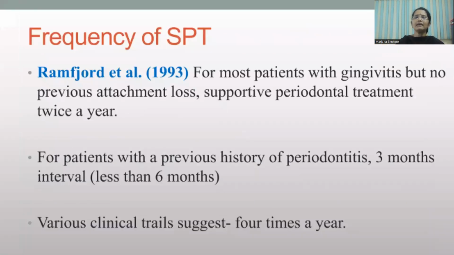Coming on to the frequency, according to Ramfjord, for most patients with gingivitis, where there is no previous attachment loss, SPT can be provided once in every 6 months or twice a year. For patients with previous history of periodontitis, a 3-month interval or less than a 6-month interval is given, and various clinical trials suggest that whenever there is any periodontitis patient, it is always advisable to give SPT appointments 4 times a year.